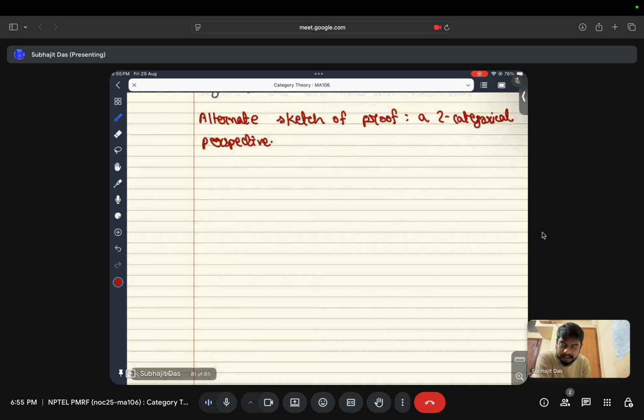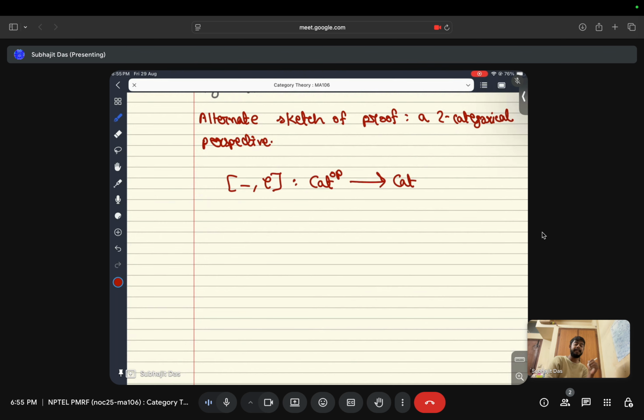So observe that for any category C, if you look at this functor bar comma C, what this does is that this is a functor from Cat op into Cat. Okay, where when I say Cat op, I mean I'm actually referring to the two categories, functors and natural transformations, with the functors being reversed in the reverse direction, that is.